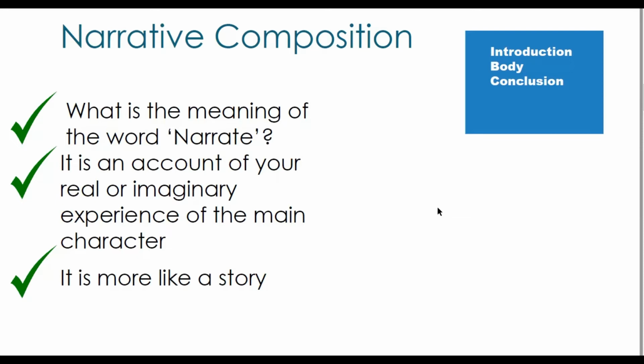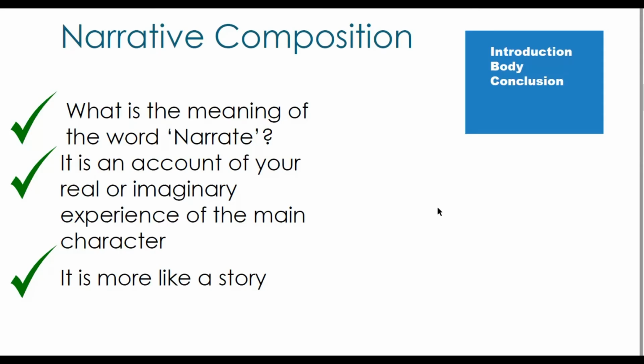A narrative composition is an account of your real or imaginary experience of the main character. Real or an imaginary experience. Most of the time in a narrative composition, I is the protagonist, meaning the event is happening with you. But it is also possible that this can be written even in the third person, something which is happening with another person. And this is more like a story.